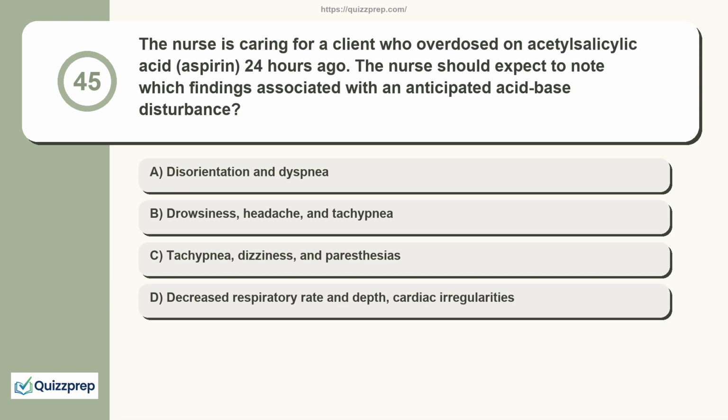Question 45. The nurse is caring for a client who overdosed on acetylsalicylic acid, aspirin, 24 hours ago. The nurse should expect to note which findings associated with an anticipated acid-base disturbance: disorientation and dyspnea; drowsiness, headache, and tachypnea; dizziness and paresthesias; decreased respiratory rate and depth; cardiac irregularities.